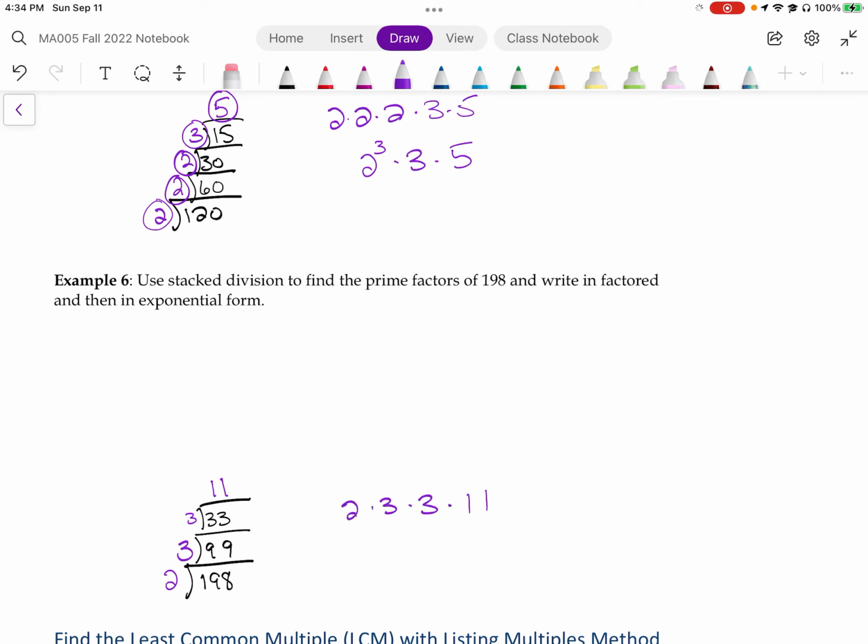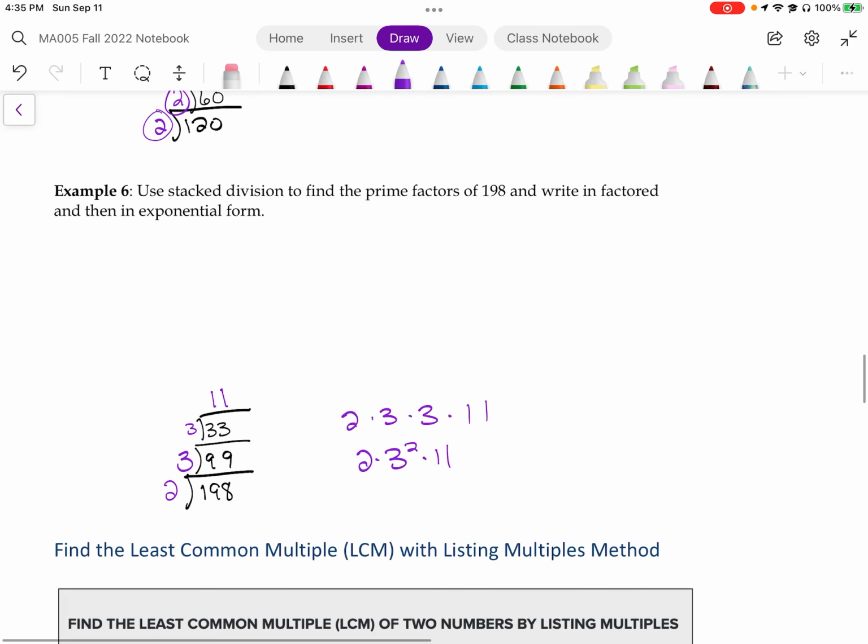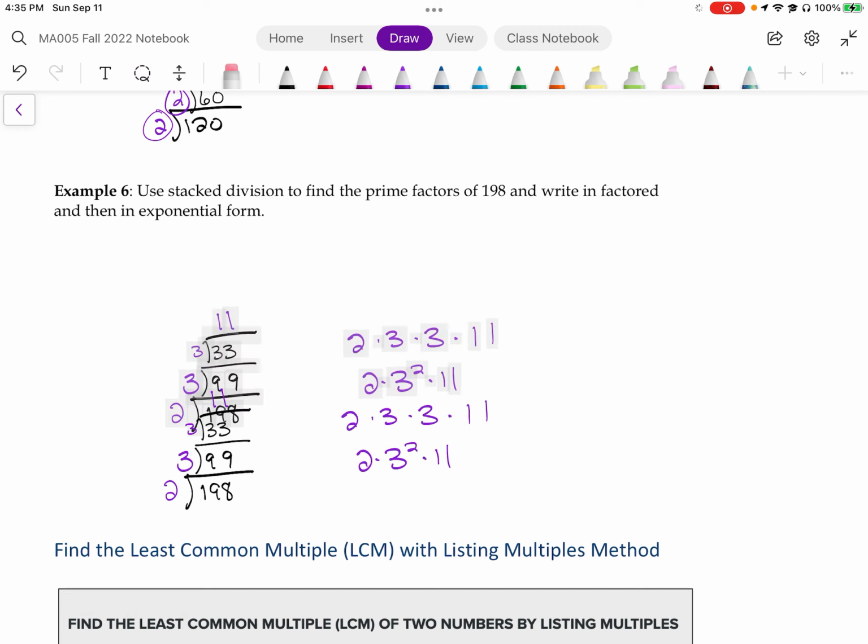And I'm actually going to stop and check on my calculator. So I'm going to put in 2 times 3 times 3 times 11. I can't go back and fix these videos, so I want to make sure I've got it right. 2 times 3 squared times 11. Great. Okay. So that's how you do that one. And I'm going to actually take this right here and I'm going to move it up.